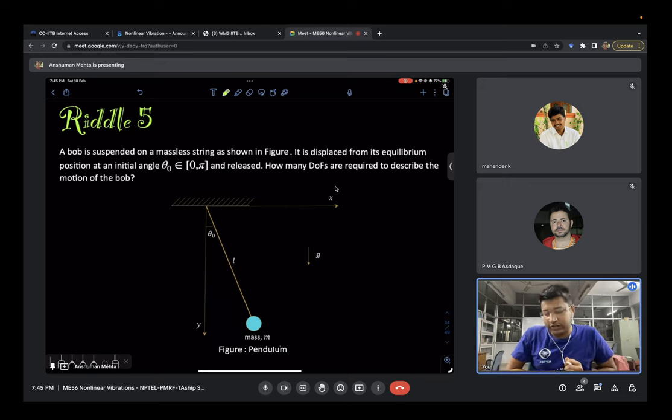Now the next question. These are all riddles in mechanics. A bob is suspended on a massless string as shown in the figure. It is displaced from the equilibrium position at an initial angle theta, from 0 to pi, and released. How many degrees of freedom are required to describe the motion of the bob? Anyone want to try?